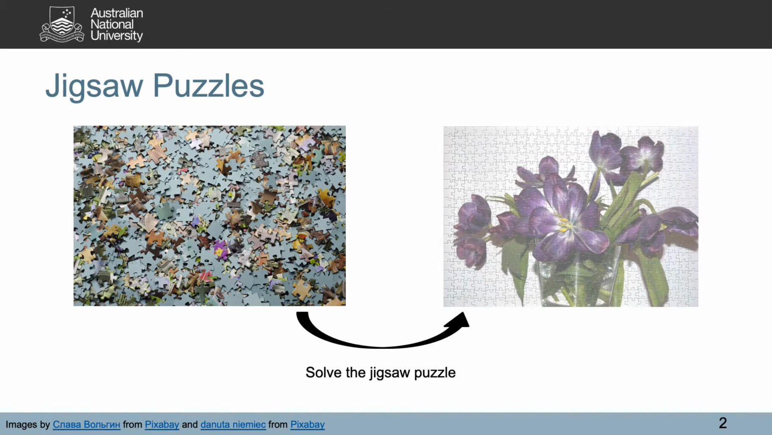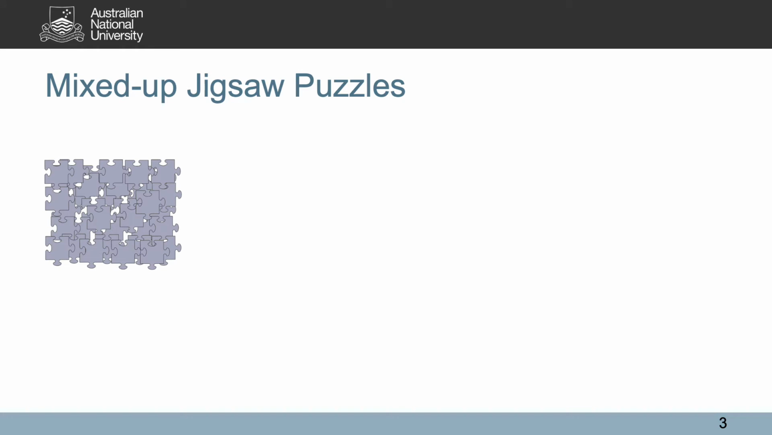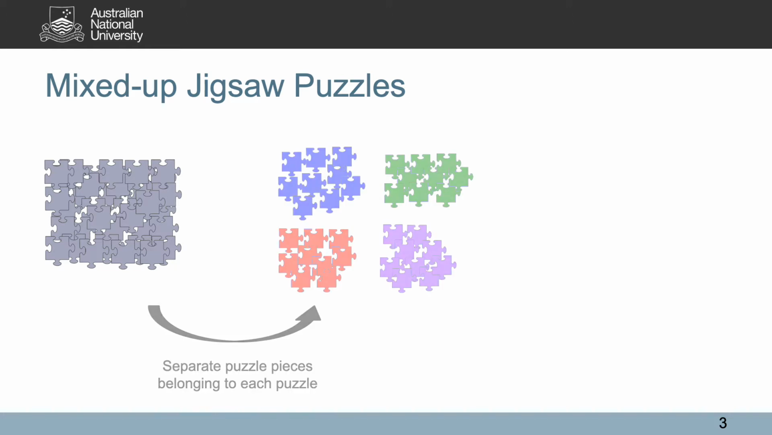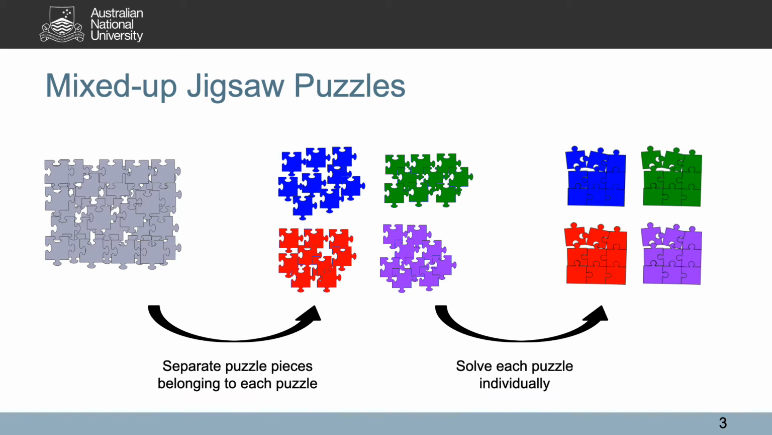What is metagenomics binning? Let's have a look at this analogy. We all know about jigsaw puzzles. You get small pieces of a bigger image and you have to piece the puzzle together to form that image. Imagine you have 4 jigsaw puzzles and all the pieces are mixed together. You don't know which piece came from which puzzle. You will have to separate the pieces belonging to each puzzle and then individually solve the 4 puzzles.